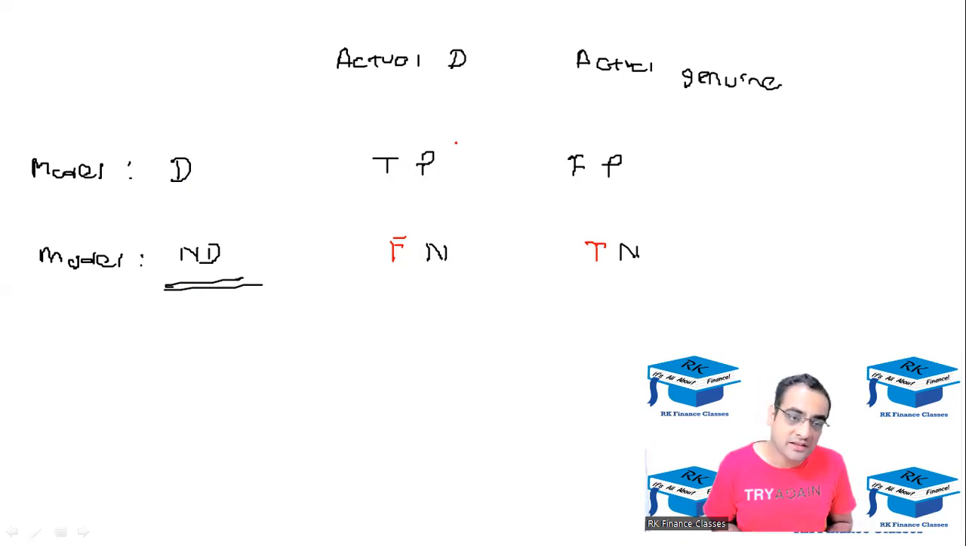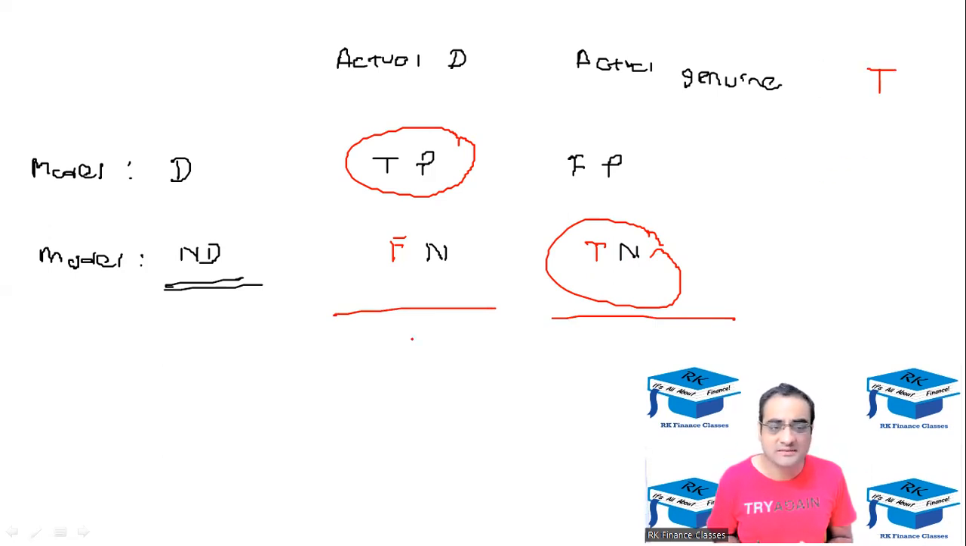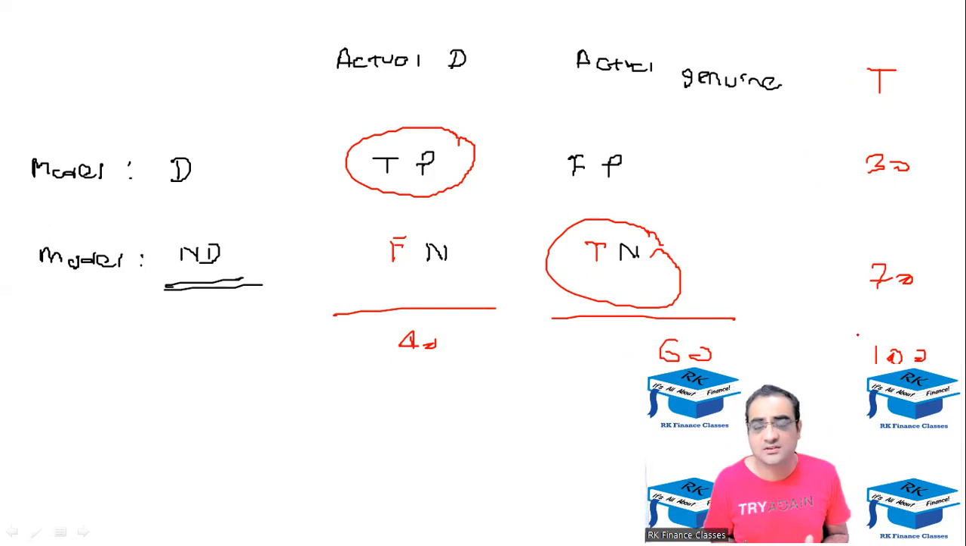And these two are the genuine ones; the model is good over here, true positive and true negative. So out of the total ones, we'll write the total here, or you can write the total here and here also. I'm just writing 40, 60, or something like 30, 70, and the total will be 100, 40 plus 60 or 30 plus 70. So true positive and true negative out of the total is what is called accuracy.